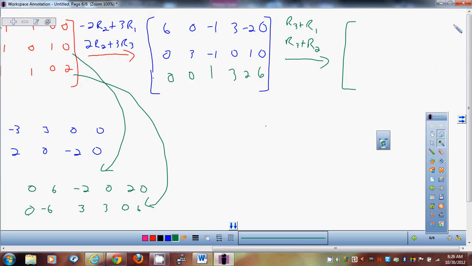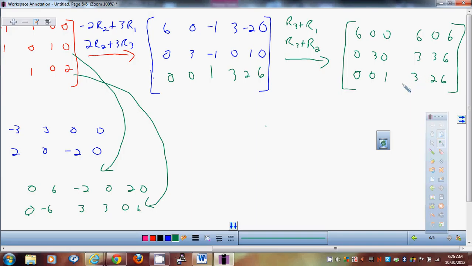Only row that's not going to change, row 3. 0, 0, 1, 3, 2, 6. Adding that to row 2, you get 0, 3, 0, 3, 3, 6. Adding it to the top row, you get 6, 0, 0, 6, 0, 6.